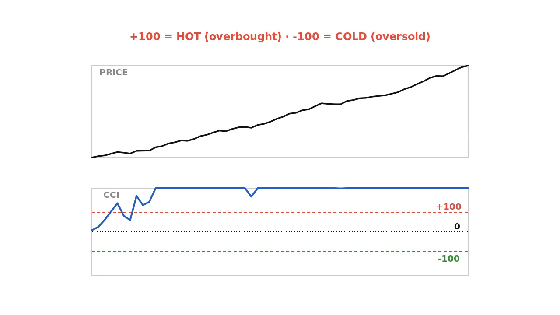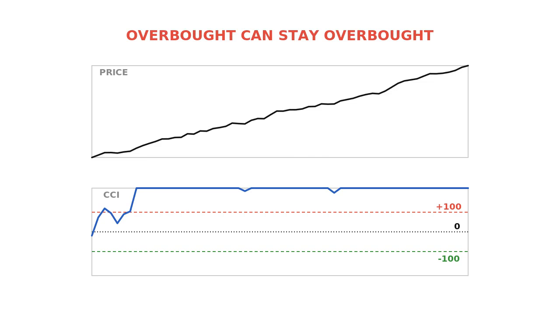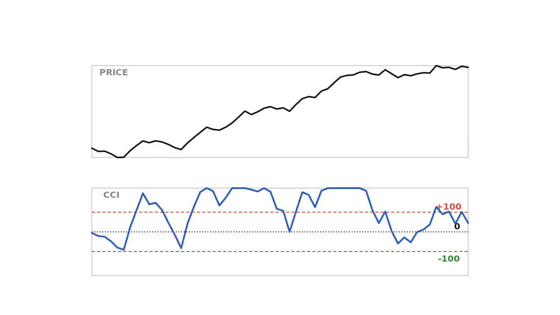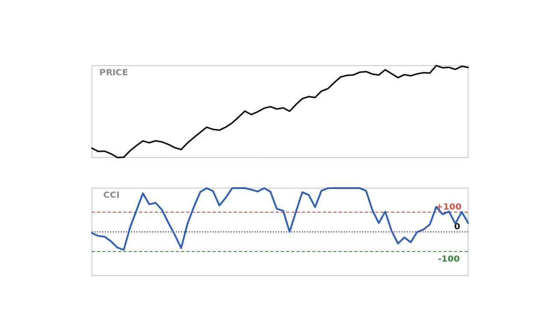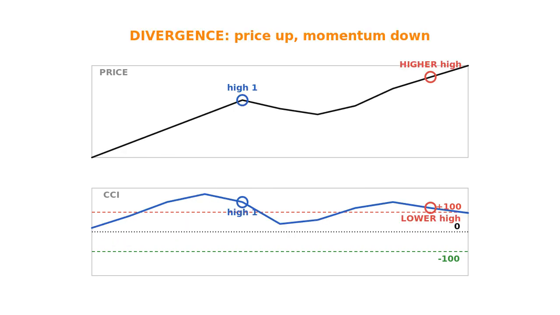So what is the genuinely clever trick? It is called divergence, and it is the most respected signal the CCI gives. Picture this. The stock price climbs to a brand new high. But over on the CCI, the indicator makes a lower high than it did on the previous peak. The price is going up, but the momentum underneath is quietly fading. That hidden disagreement, price rising while the oscillator weakens, is divergence, and it often warns of a reversal before the price itself shows any crack.